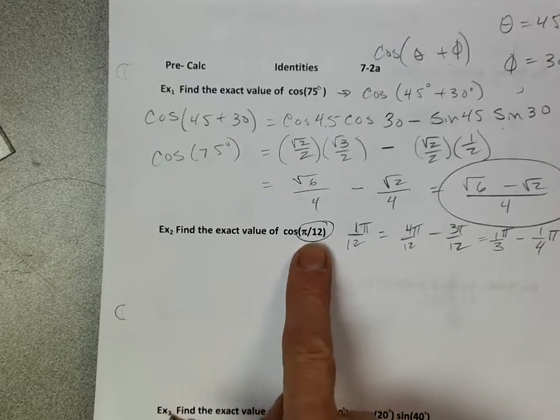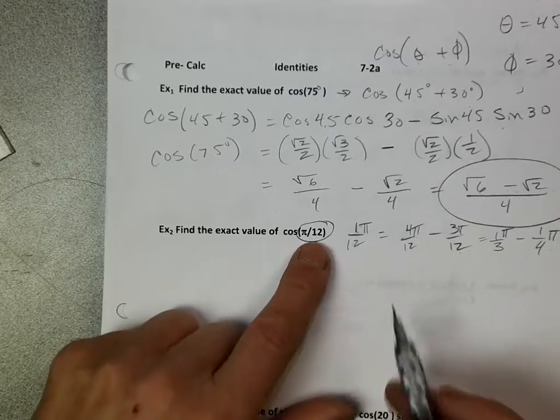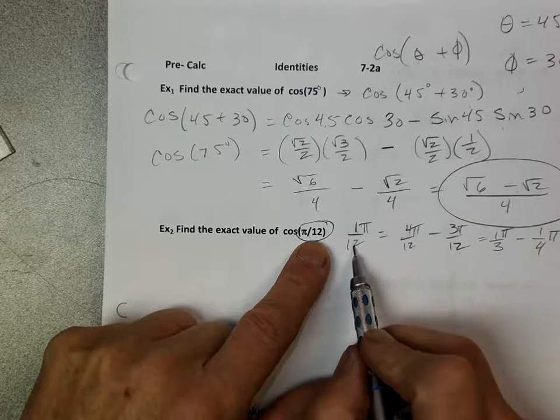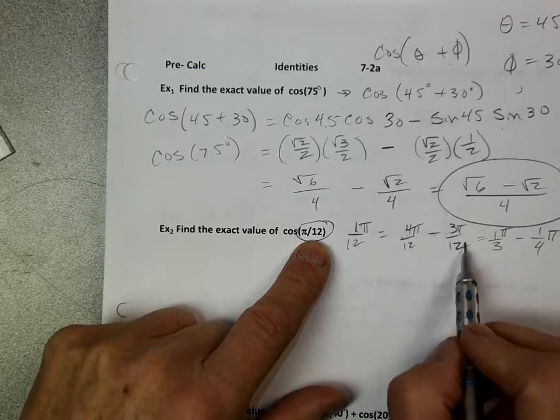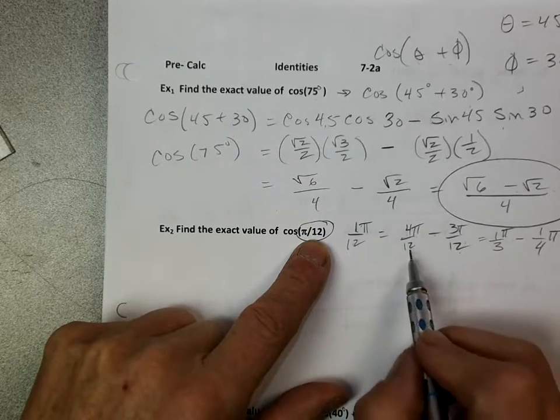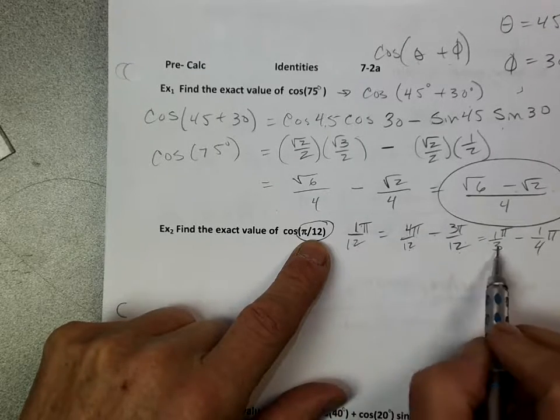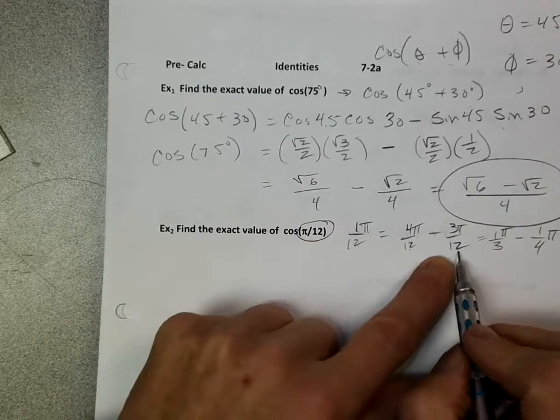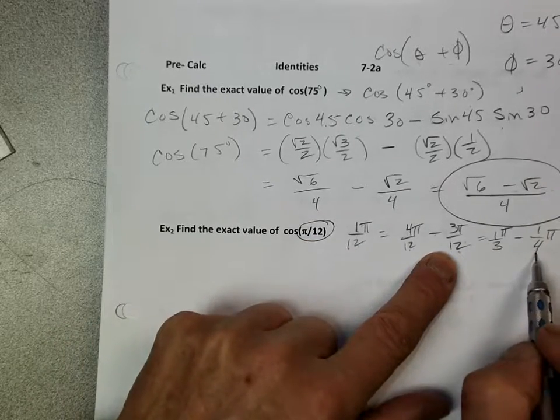I had a 1/12. Okay, so think of this as being a 1/12. How do I make a 1/12? If I go 4/12 minus 3/12. How does that help us? Well, this reduces to pi thirds, which is on the circle. This reduces to pi fourths, which is on the circle.